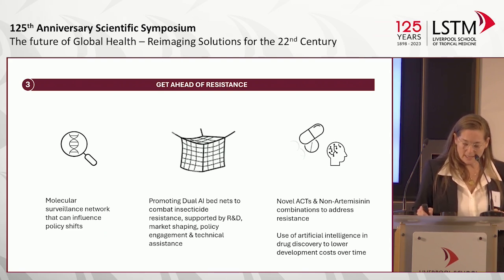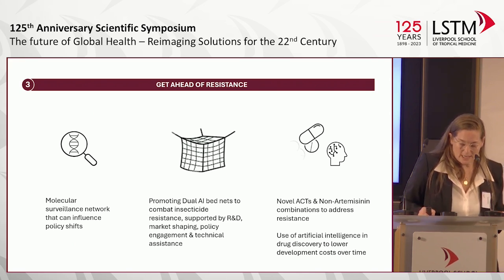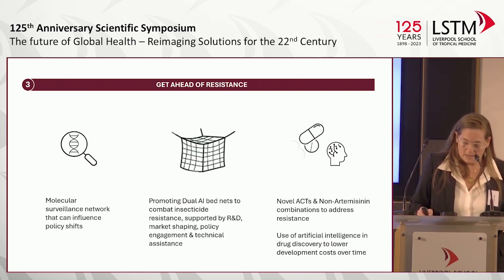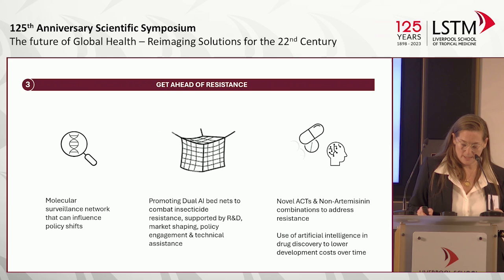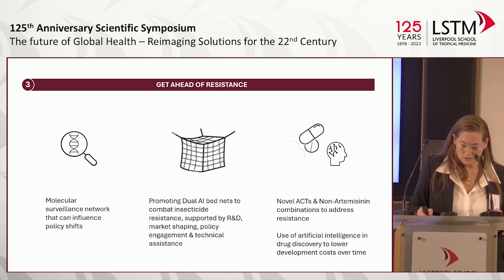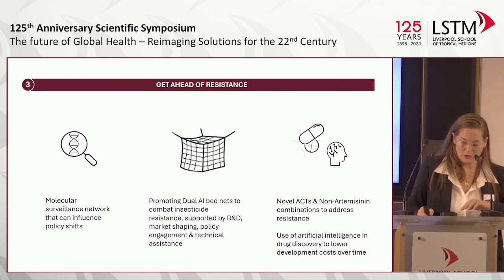New insecticides are needed that target different sites in the mosquito than the targets of the pyrethroid insecticides that we've used since the 80s and 90s. And these new insecticides are desperately needed so that we can maintain the effectiveness of our mainstay tool, the insecticide-treated bed nets. And then finally, novel drug combinations with and without artemisinin are needed. And artificial intelligence is already being used in drug discovery to lower development costs over time and find new potential molecules.